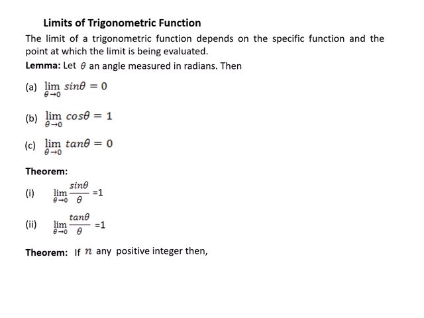Then look at the theorem. The next theorem is where we have: 1. limit sin theta over theta as theta approaches 0 is equal to 1, and 2. limit tan theta over theta as theta approaches 0 is also equal to 1. So let's now move to the next slide.